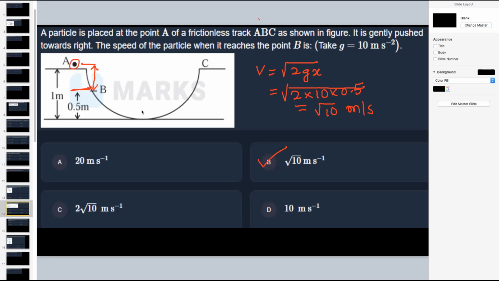Suppose if this ball reaches this point, then what is the velocity? Yes, velocity equals root 2gh. H is equal to 1 meter, you have to take. Then what do I get? Root 20. Suppose if this ball reaches this point, then what is the velocity? Yes, it is 0, because it is a frictionless path. If it is a friction path, the problem will be different.